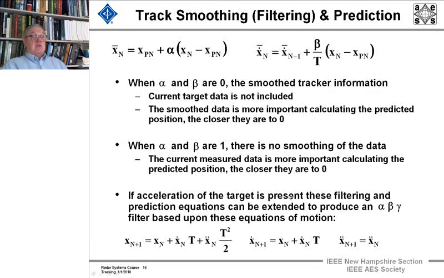Now, if acceleration of the target is present, these filtering and prediction equations can be extended to produce an alpha, beta, gamma filter. And here would be how we'd predict ahead with those equations.